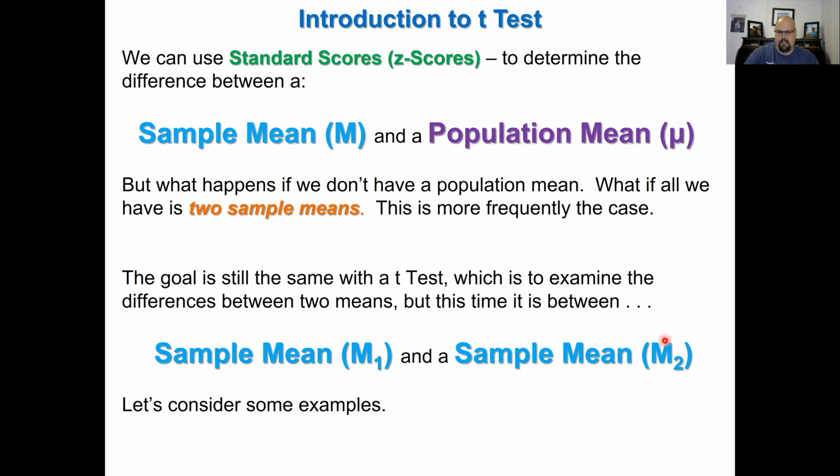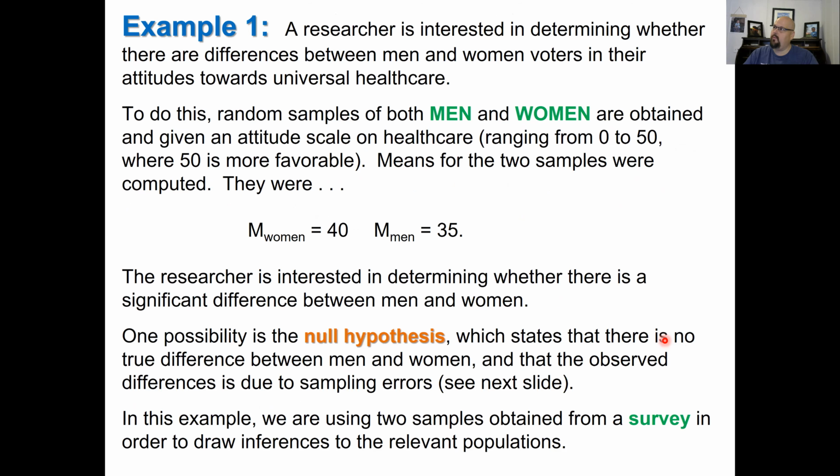So let's look at an example. A researcher is interested in determining whether there are differences between men and women voters in their attitudes towards universal health care. And so to do this, random samples of both men and women are obtained. They're given an attitude scale on health care, and then the means for the 2 samples were computed. So we have a mean for women here of 40, a mean here for men of 35. The researcher then becomes interested in determining, is there a significant difference between men and women in terms of this attitude?